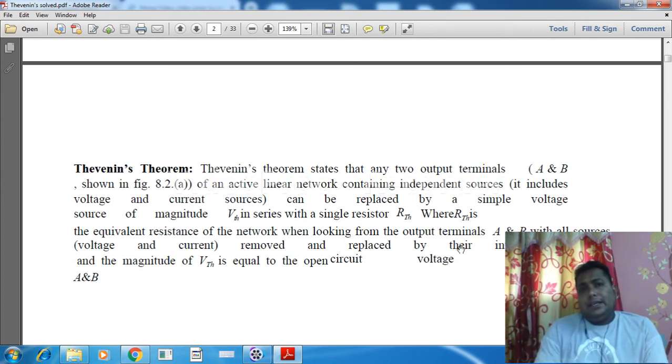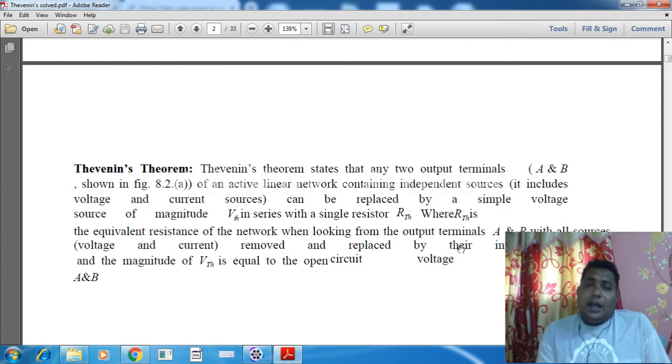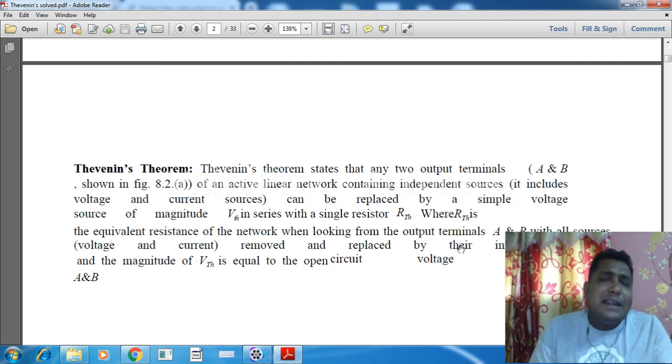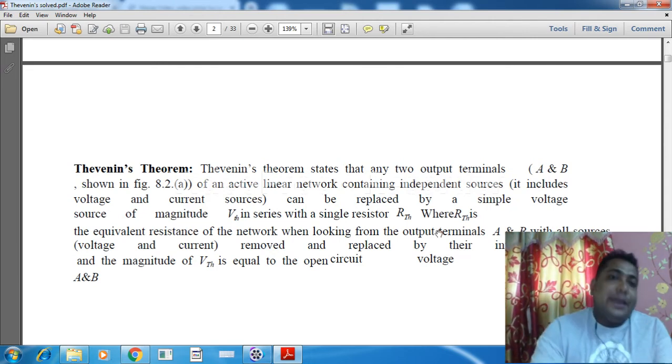So any complex circuit can be reduced to a simple series circuit which contains an equivalent voltage source, equivalent resistance, and load resistance. In Thevenin's theorem, a complicated circuit is reduced to a simple series circuit containing VTH, RTH, and RL, all connected in series, and then we find whatever we want: load voltage, load current, load power, and at different load conditions what the load current and load voltage are. Those are the advantages of Thevenin's theorem. So let us see the procedure to solve any Thevenin's theorem.